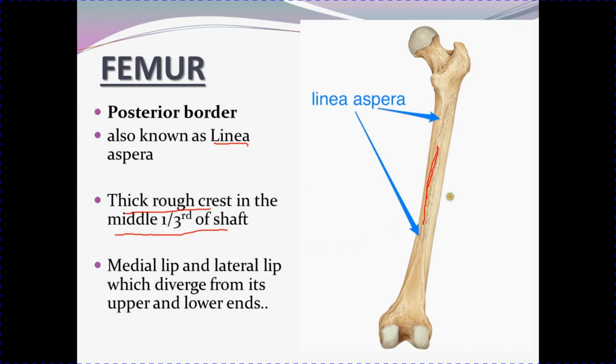You can see that in the upper part as well as in the lower part, it diverges to form the medial and the lateral lips. Look over here. This is the lateral lip and this is the medial lip of the linea aspera in the upper end, and this is the lateral lip and the medial lip of the linea aspera in the lower end.